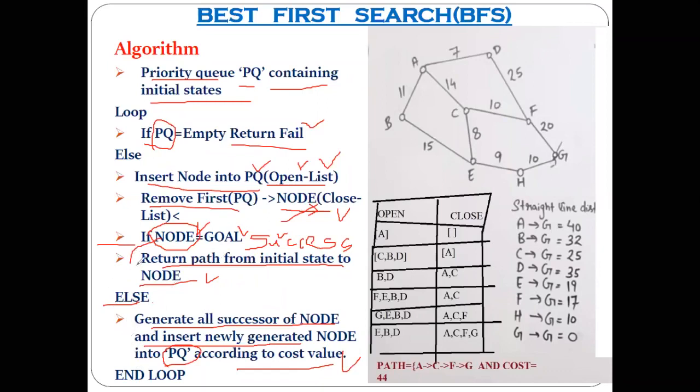This will continue until the AI agent is able to find the node equal to the goal node. Understood? Let me clear the else part once again. If the goal node is not found, then what do you have to do? You have to enter the successors of that particular node which you have entered into the closed list. Understood? That's why I have written here: generate all the successors of the node and insert the newly generated nodes into the PQ, in the sense, insert the newly generated nodes into which list? Open list. Understood up to this point?